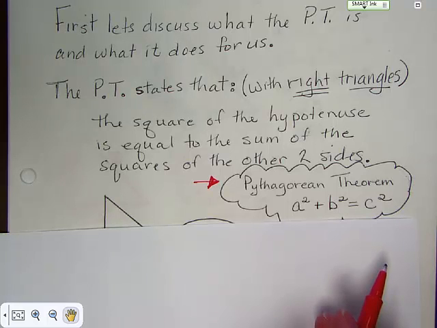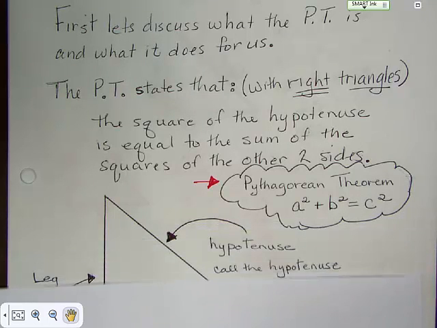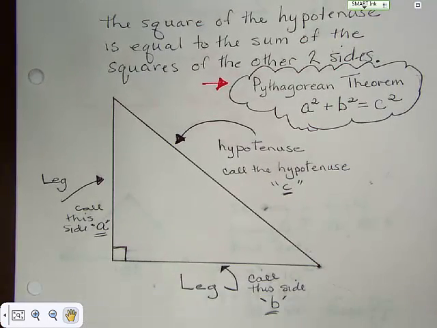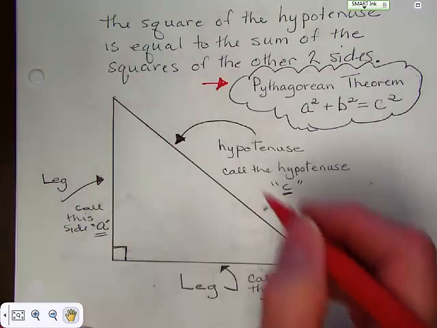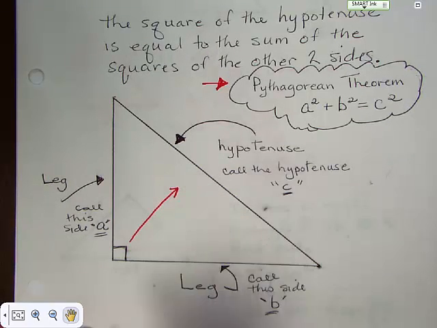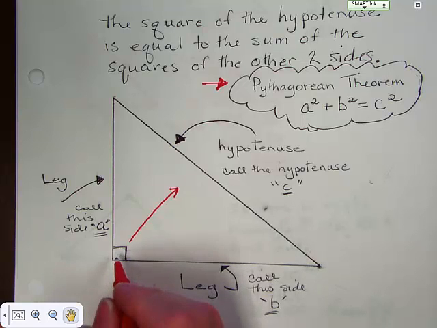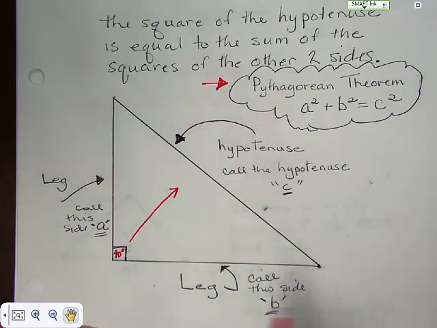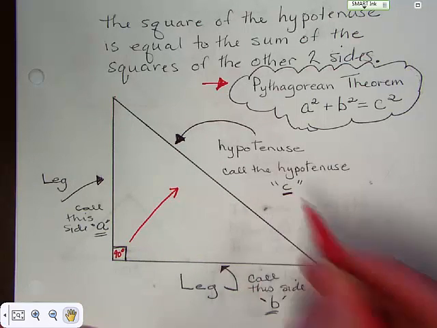Now, what's A, B, and C? Well, we're going to know right now. Okay? Look at this picture. The hypotenuse is the side of the triangle that's directly opposite the right angle, or the 90-degree angle, right? This is 90 degrees. Okay? And the hypotenuse is directly opposite. We call the hypotenuse C.